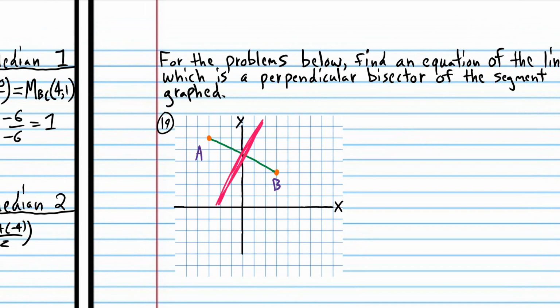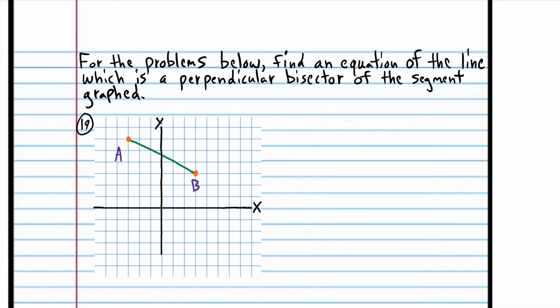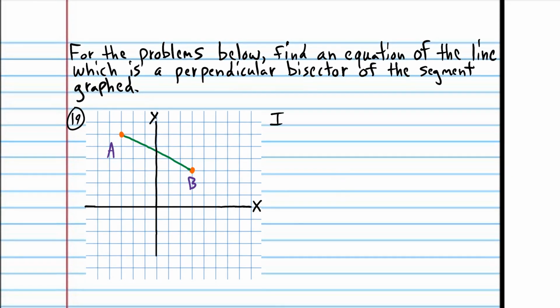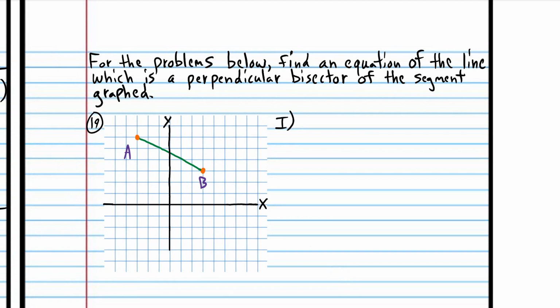That means it has to go through the midpoint, and it has to be perpendicular. So it has to go through the midpoint, and this has to be a 90-degree angle. So let's just go ahead and do it. Step 1, we need to find the midpoint, because remember, to find the equation of a line, we need a point. In this case, it's going to be the midpoint, and we need the slope. We can find the slope of AB to help us find the slope of the line we're looking for. So we'll find the midpoint first.